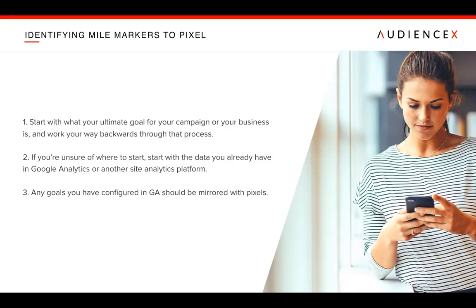And if you're still unsure where to start, start with the data that you do have. Look in Google Analytics, look in your CRM system, see which landing pages have the highest conversion rate, see what that behavior flow looks like in analytics. That can give you a little bit of a better place to start if you're not sure. And then of course, any goals you have configured in analytics should also be mirrored with pixels, so that we're giving the campaign the same information that you're looking at daily when you're assessing your brand and your site's functionality.